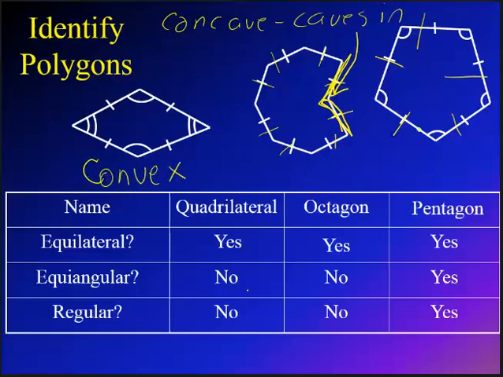So what would this one be? Do any of the vertices go into the interior of this polygon? No, so this one's going to be convex. So know the difference between concave and convex. Not only do you need to be able to qualify them by their name, but also are they regular or not, are they convex or concave? So different ways to classify and name polygons.